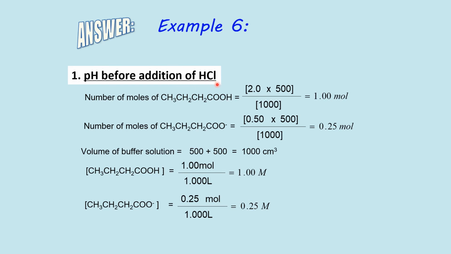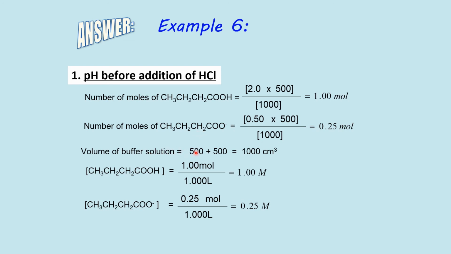First of all, we need to find out the number of moles of the butanoic acid and butanoate ion, because the volume was previously 500 cm³, but now after both solutions are mixed together, the volume is 1 dm³. That's why we need to find the new concentration of the acid and the conjugate base. Okay, so initially the number of moles is M, 2 molar, times V, 500 divided by 1000, is 1 mole for the weak acid, butanoic acid. And then this is the number of moles for the conjugate base.